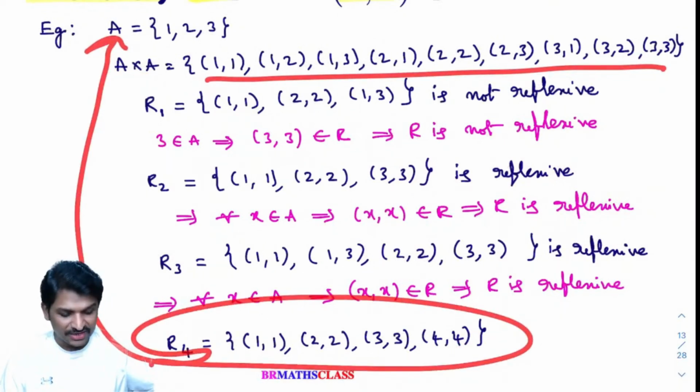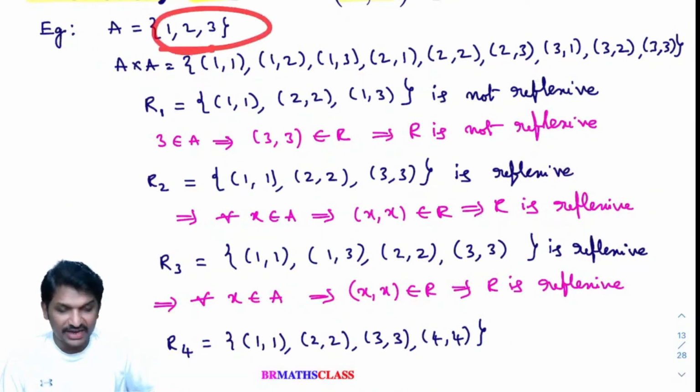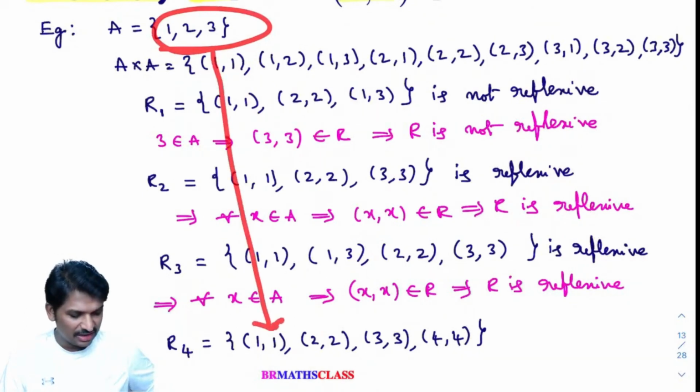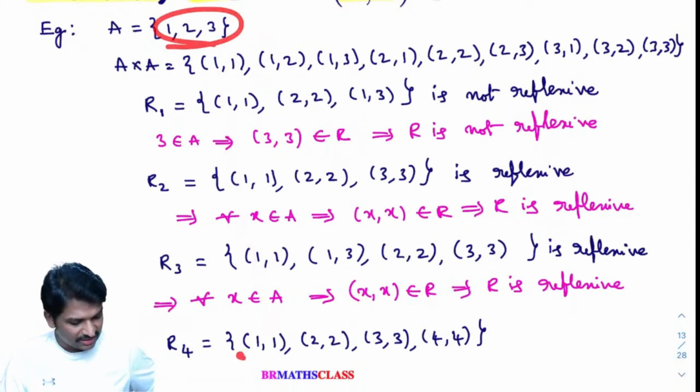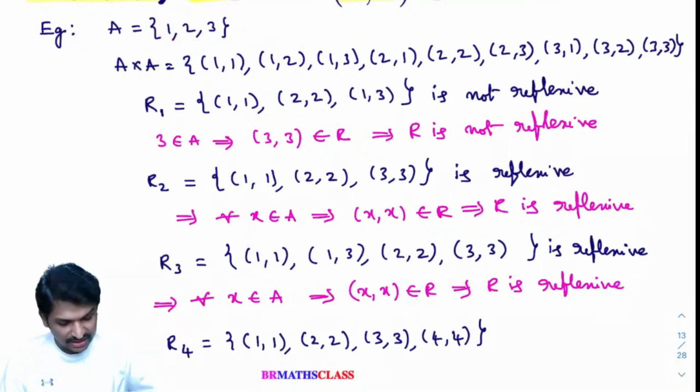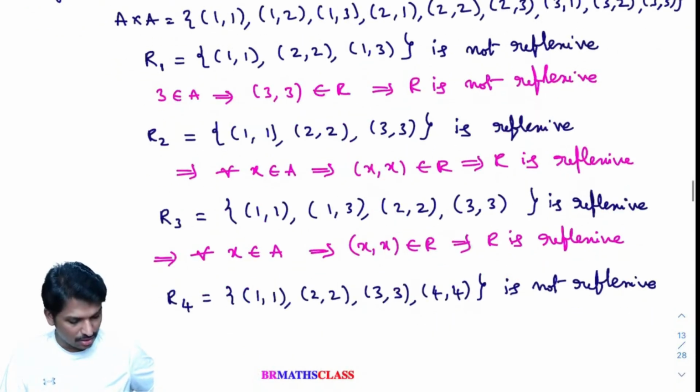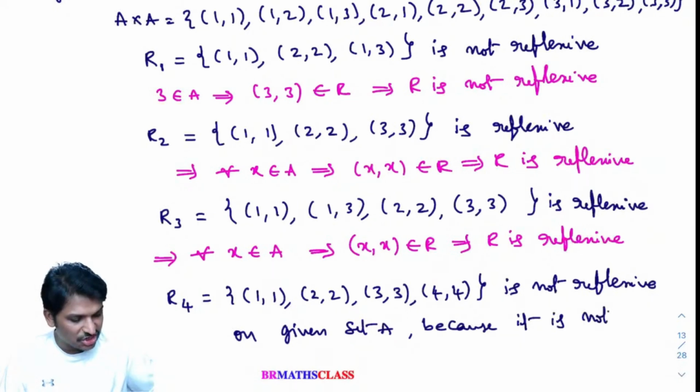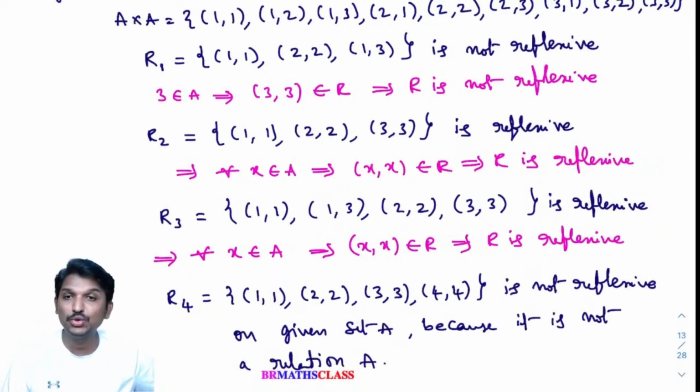Okay. So, if set A contains 1, 2, 3, 4, if that is the case, then it is reflexive on set A. But here 4 is not there. This is not reflexive on A. Right, I'll write here: it is not reflexive on the given set A, because first thing, it is not a relation on A. I hope you understand.